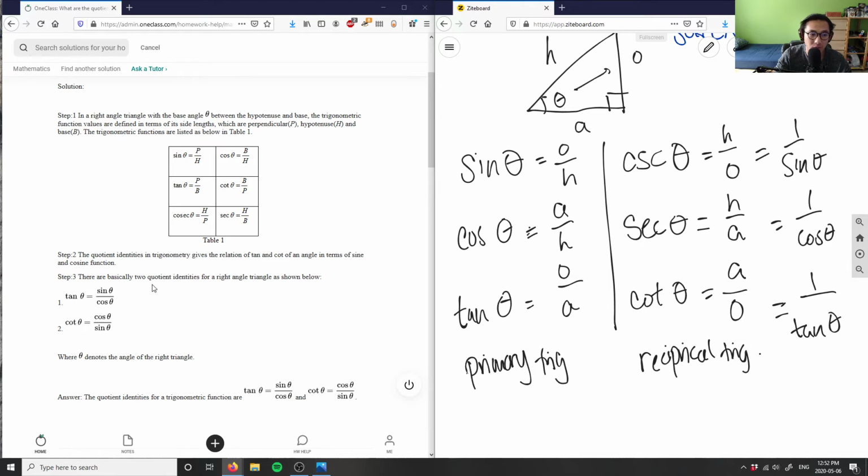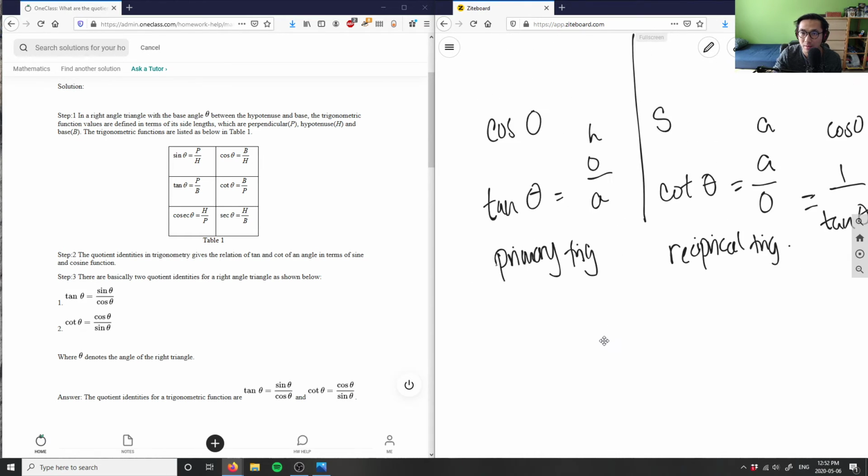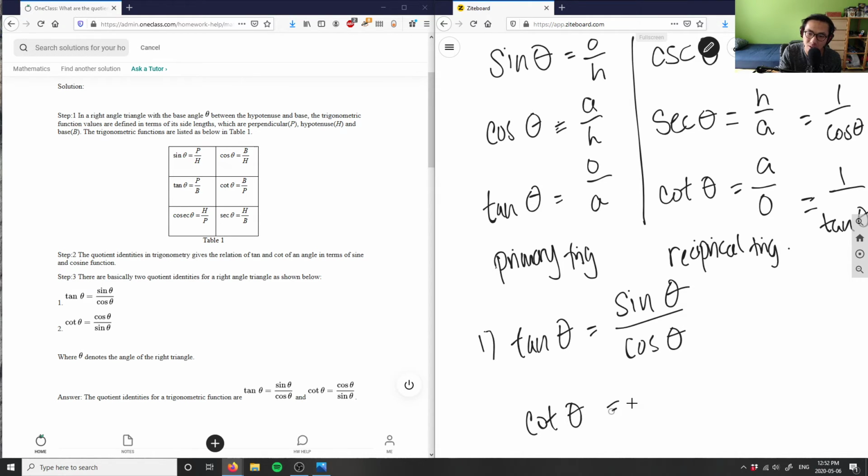So this here is going to determine that, and then step 3 is saying they're basically two quotient identities, right? Quotient identities just means the relationship between tangent, right? So we know tangent equals sine over cosine, and that's going to be our first quotient identity. So tangent theta equals sine theta over cosine theta, and by definition, cotangent theta is simply cosine theta over sine theta.